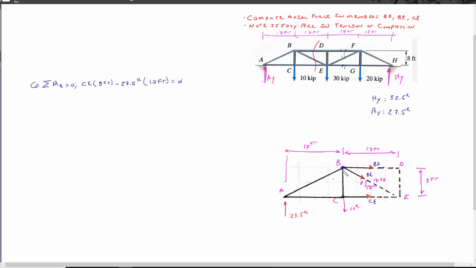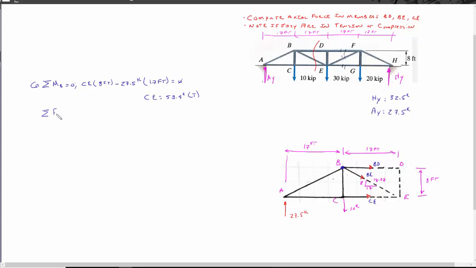Now, another reason I picked point B was because I also got rid of this 10 kips because it's going through that point. Computing, using my calculator, I got 58.4 kips, and that's going to be in tension.